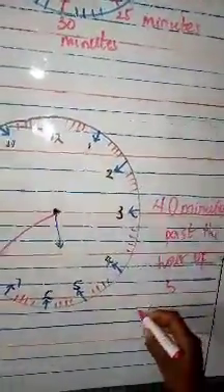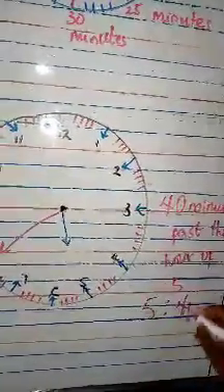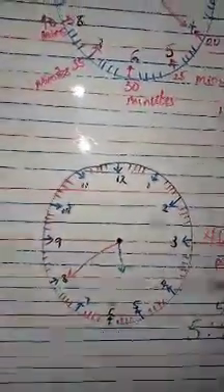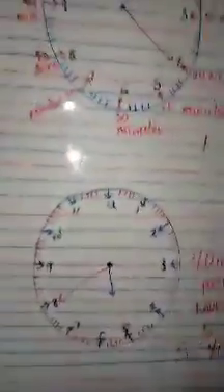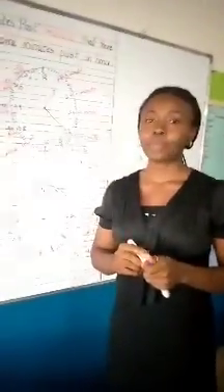So we can also write this as what? 5:40. And we can write this as what? 1:20. Did you get that? Is there anything that is confusing here?